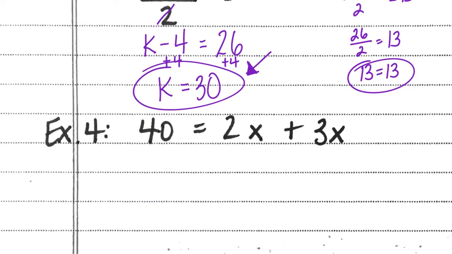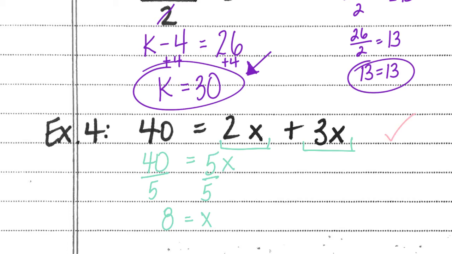Two more. On this one, 40 equals 2x plus 3x. We have to add like terms first. 2x plus 3x is 5x. How is 5 connected to x? By multiplication. So I'm going to divide to solve for it. And x is equal to 8.